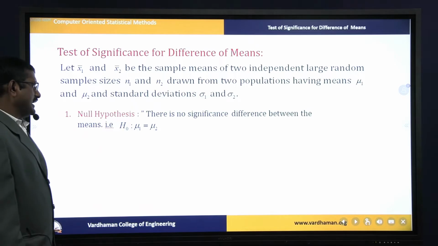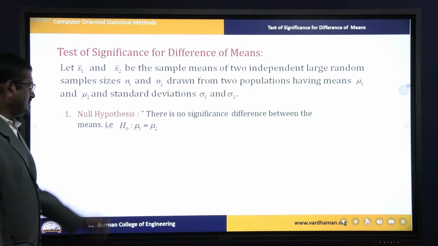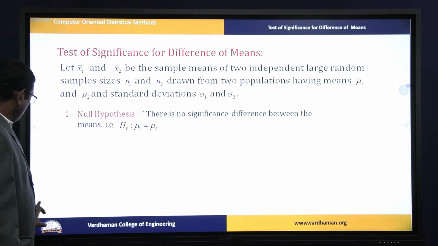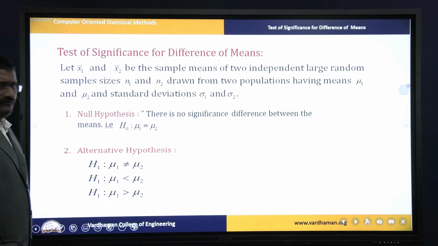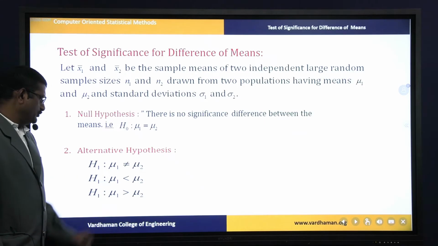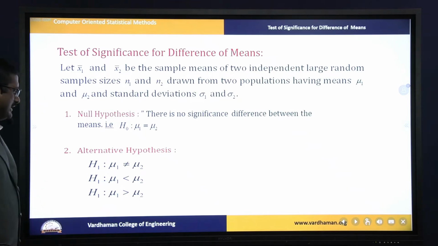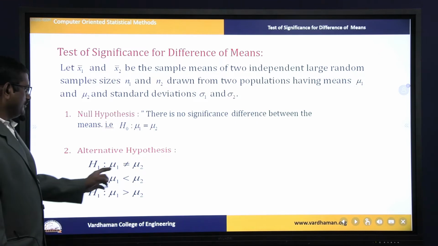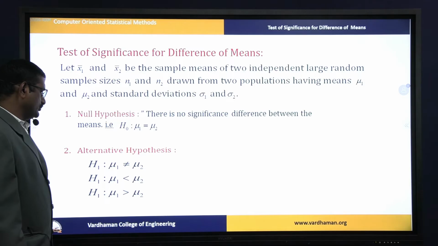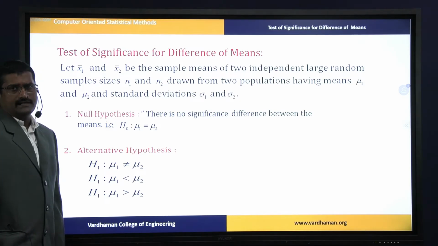So we can write that there is no significant difference between both means. That is, H0: mu1 is equal to mu2. The alternative hypothesis is H1: mu1 not equal to mu2, mu1 less than mu2, and mu1 greater than mu2. Mu1 not equal to mu2 we treat as a two-tailed test, mu1 less than mu2 is a left-tailed test, and mu1 greater than mu2 is a right-tailed test.